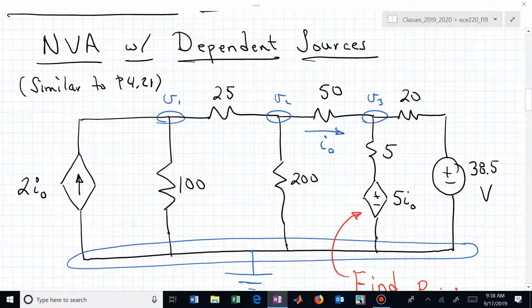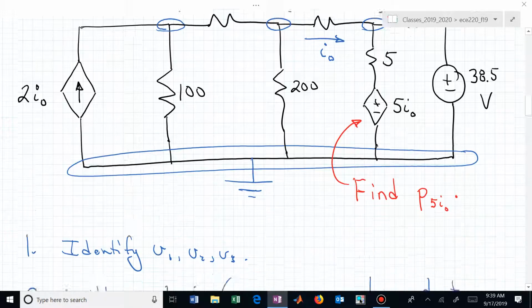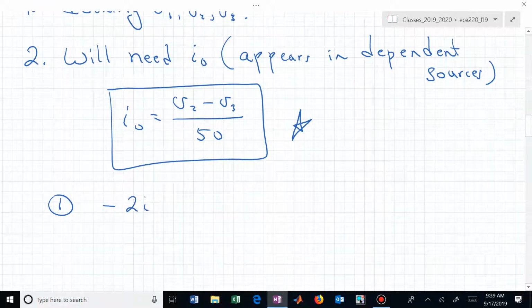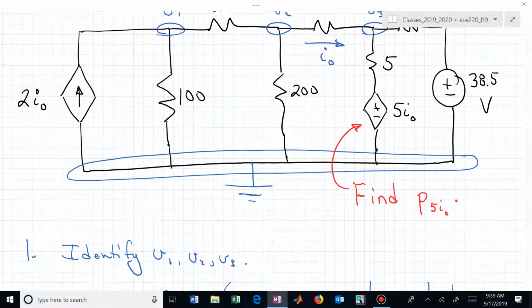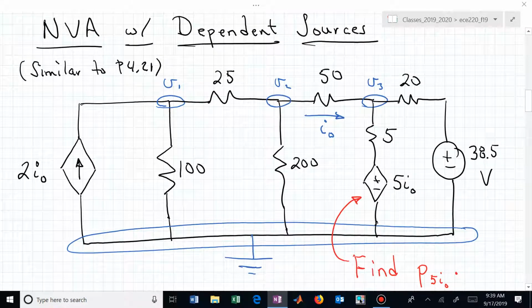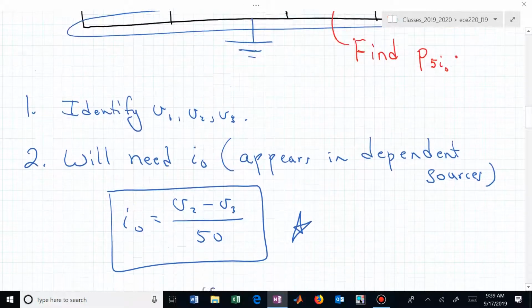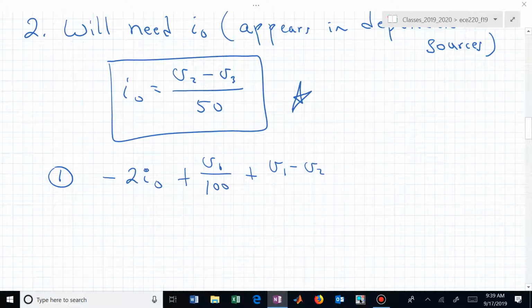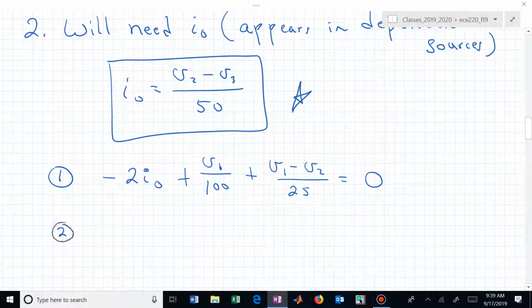If we now apply KCL at the different nodes, let's just say all currents going out of node 1. 2 I sub 0 is going in, so we have minus 2 I sub 0 going out. Going down, we have V1 over 100. And going to the right, out of node 1, is V1 minus V2 over 25. Those all then sum to 0. We're looking to write three different KCL equations since we have the 3 node voltages.